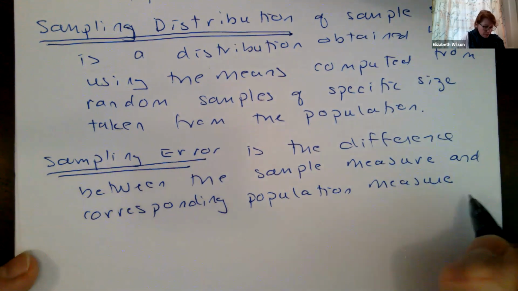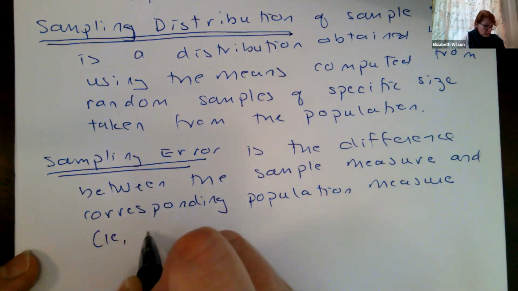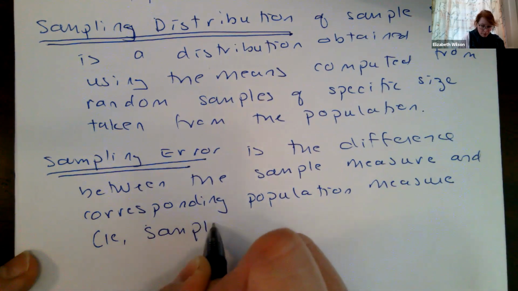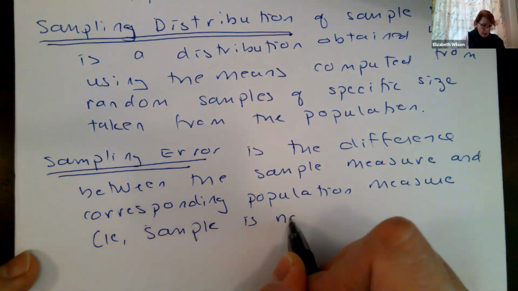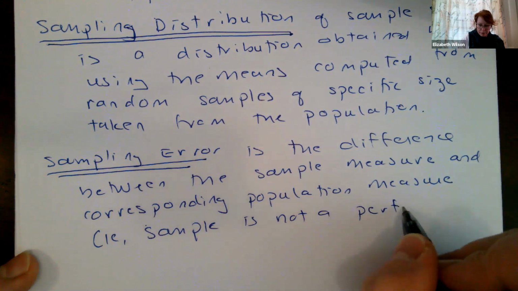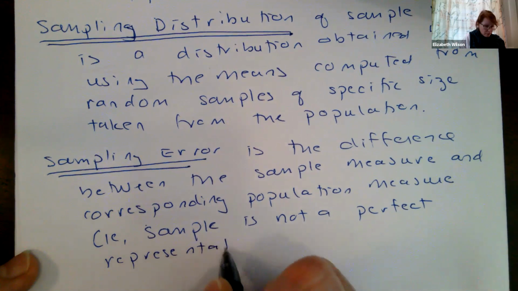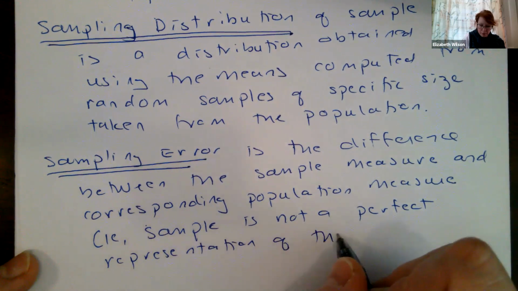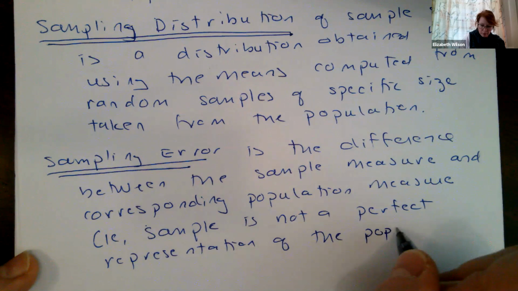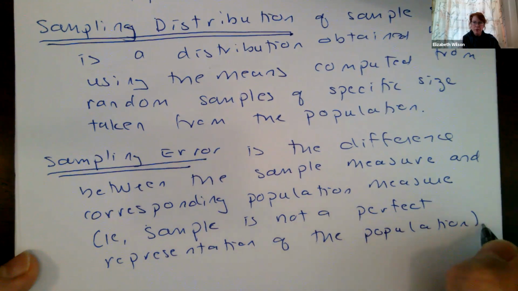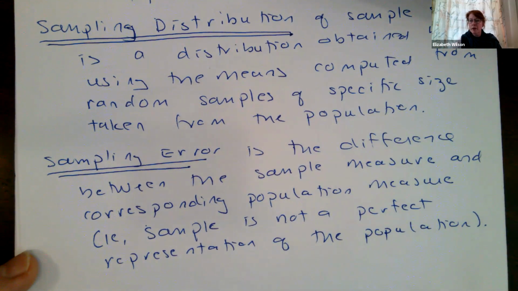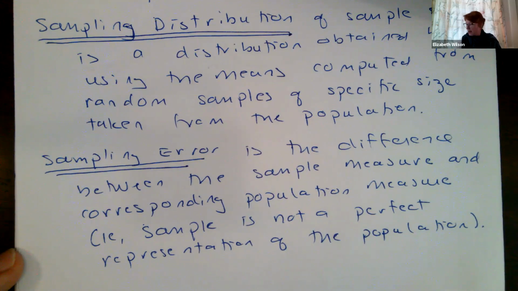So what this means is the sample is not a perfect representation of the population. We're going to spend a lot of time talking about different types of errors and how we handle them. Make sure you have those definitions, and then we'll start moving into the math.